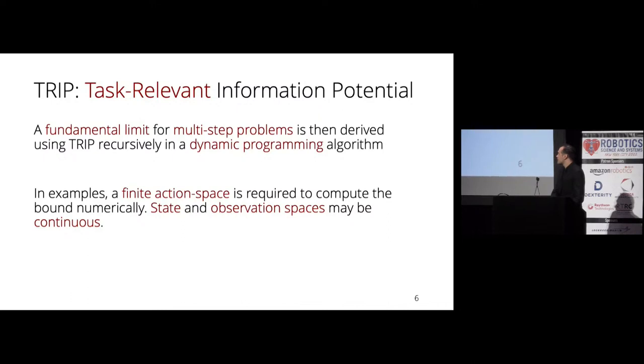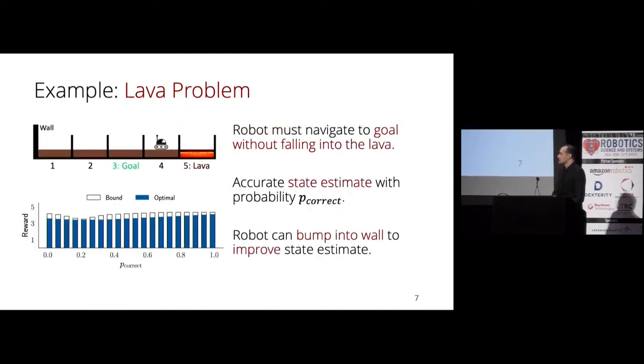In our examples that are coming up, it's important to note that we are restricted to a finite action space for numerical reasons only. Our bound is independent of that, but however, the theory is independent of that.